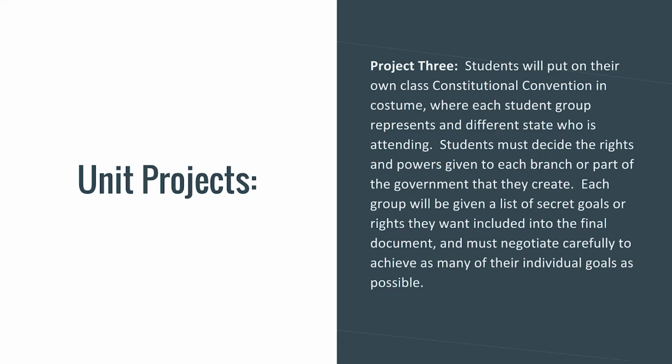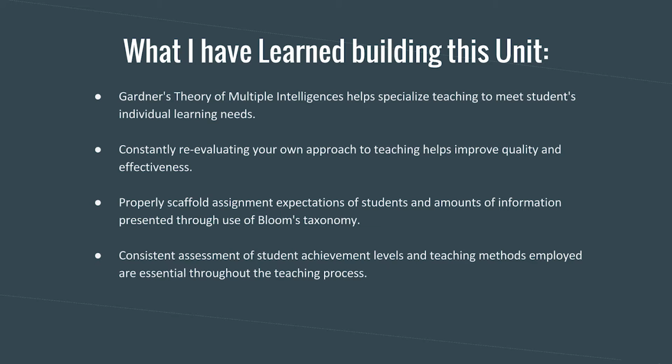And finally, the third project is the actual Constitutional Convention itself, where students will act out or reenact the Constitutional Convention. They'll need to fight for their own rights and ideas and structure for their own government, but they'll also have secret assignments or goals that they're trying to reach in their negotiations with other teams. The different student teams will have secret objectives that they're trying to meet through their discussions with their other classmates.